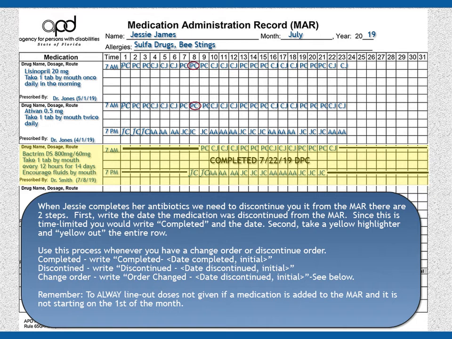Remember to always line out doses not given if a medication is added to the MAR and is not started on the first of the month. Before we move on to the next slide, I would like you to take a moment to look at the 7 a.m. doses that were due on the 8th. Notice the initials are circled. We will be talking about this and I will show you the required documentation associated with this situation.